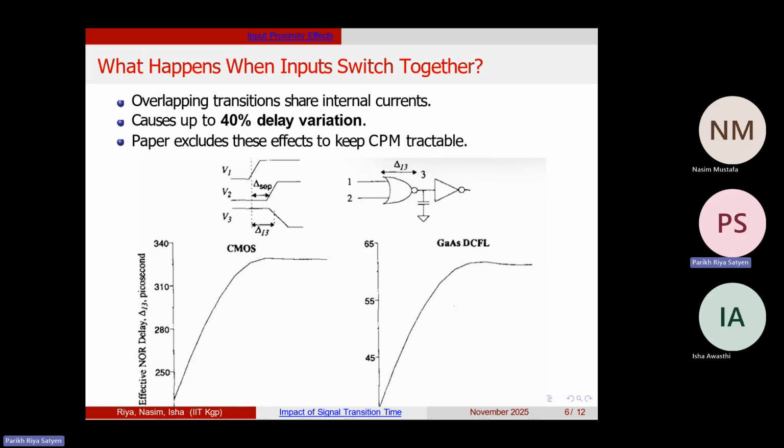The paper shows that when input transitions overlap in time, the effective delay of the gate can change by up to 40%. However, modeling this accurately inside a timing tool becomes complicated because we need to know exact relative timings of multiple inputs and not just one. For this reason, the paper does not fully include proximity effect in their main timing model. Instead, it only focuses on single input change conditions which are easier to integrate.